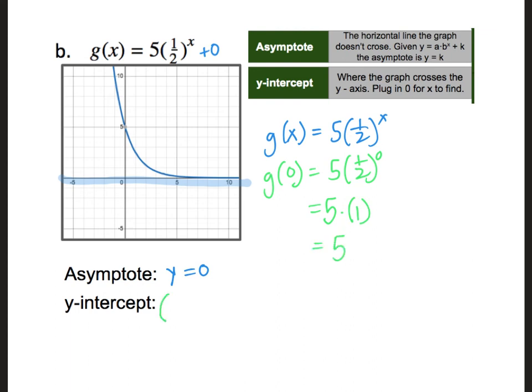So my y-intercept should be, we plugged in 0 for x. We found y was 5. So it should be 0, 5. Again, on this one, you can see that on my graph too. I go over 0, I go up 5. And there's my y-intercept. All right, those are your examples for asymptote and your y-intercept.